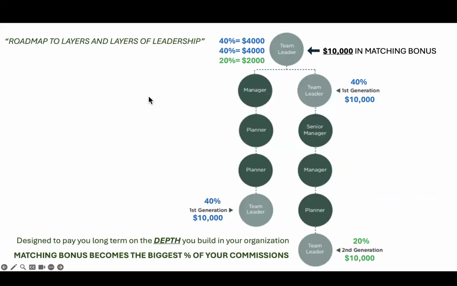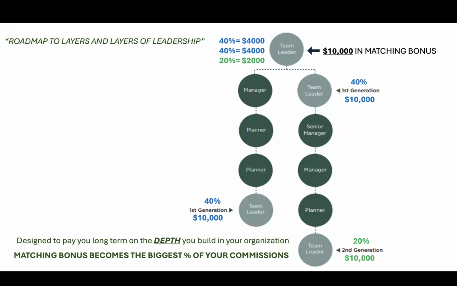This is literally a roadmap to layers and layers of leadership. This is designed to pay you long term on the depth of your business, on all your legs. Matching bonus becomes the biggest part of your commission. My matching bonus commission is the biggest portion of my income right now. And this is what becomes pretty much the long-term residual income where you set it and forget it and you get paid. Why? Because think about it.